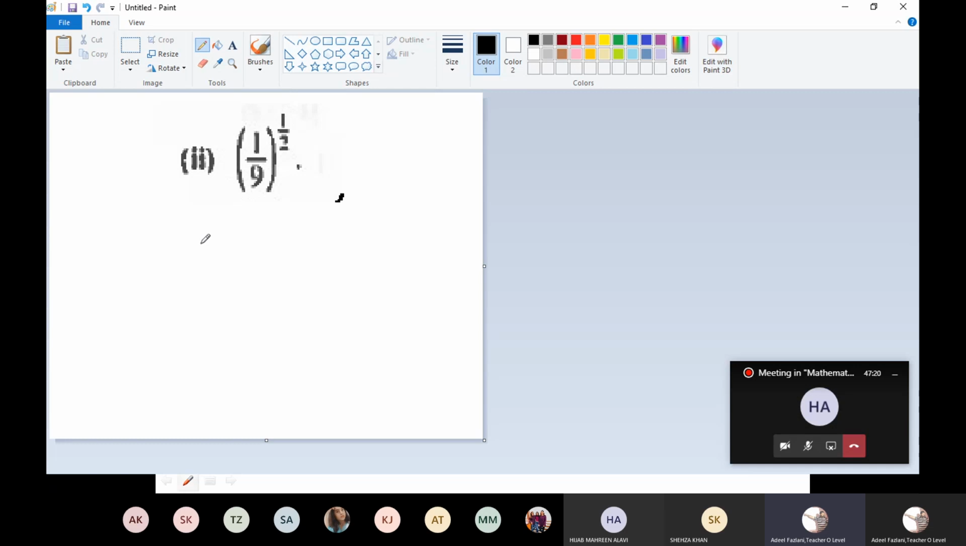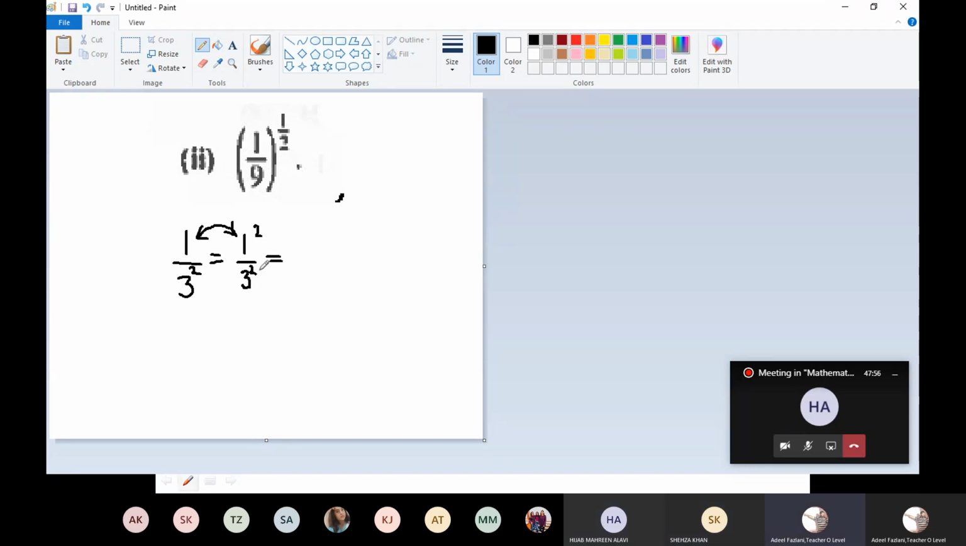First of all, this can be written as 1/3². Yes or no? Yes, sir. Can I also mention the square? It doesn't make any difference in this, because I know that when I'm just writing 1², it is same as 1. Yes or no? Yes, sir.